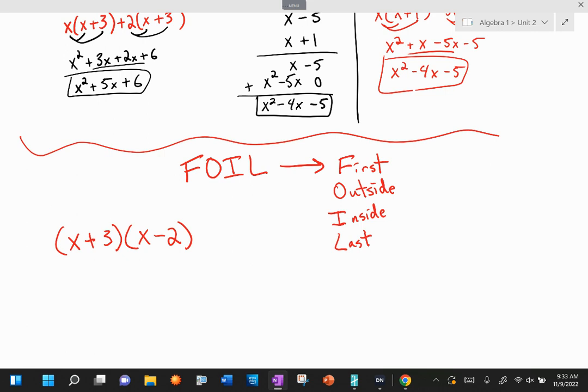So FOIL just tells you the order that you multiply terms together. It's talking about the location of the terms that you're multiplying together within their parentheses. So the first terms in each parentheses are going to be the x and the x. So with FOIL, you take these and you multiply the first together. That's x squared.